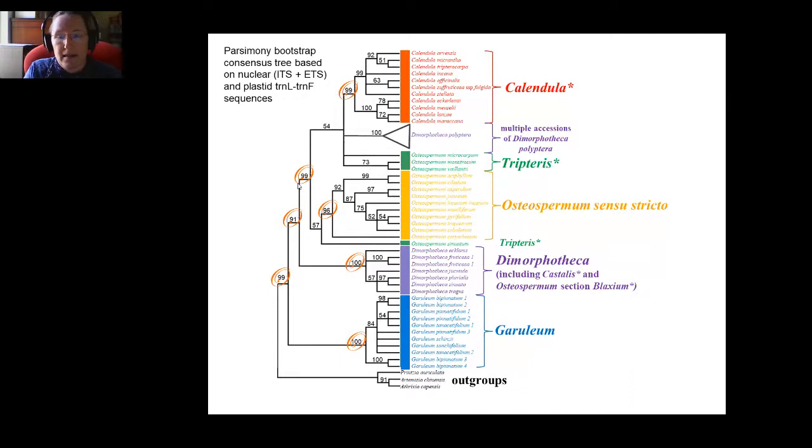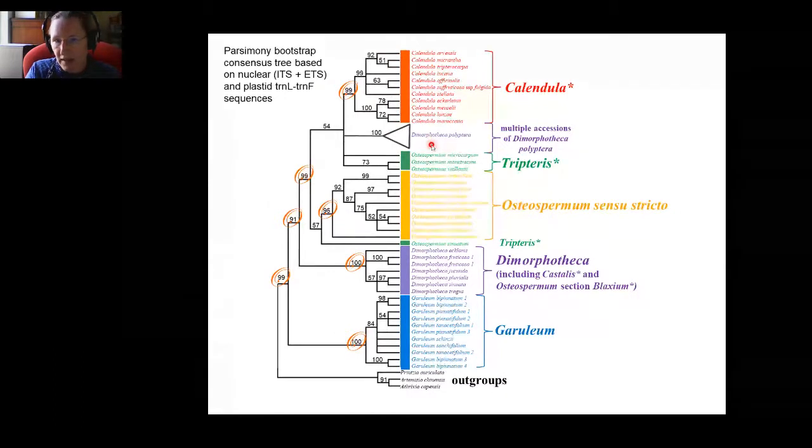This large clade here represents an Osteospermum sensu stricto clade and also a Calendula clade, which is recovered as monophyletic. But this Dimorphotheca polyptera is very curious, because this species is a classic Dimorphotheca with both rays and discs producing fruit. So we found this very puzzling. It's well supported within this Osteospermum clade.